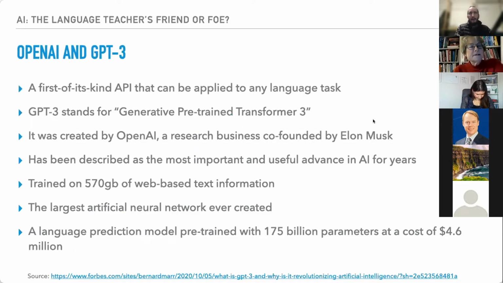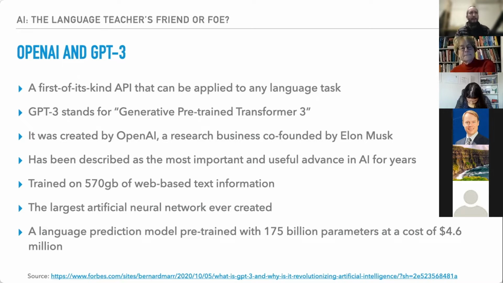Let's go to the next page. So this was generated by a website and system called OpenAI, and by a language model called GPT3, which you may or may not have heard of, but I think that you will hear of it because it's a groundbreaking thing that's just come into public consciousness. OpenAI GPT3 is a first of its kind API that can be applied to any language task. It can manage a variety of different language tasks. It's best in English, but it can also deal with other languages as well.